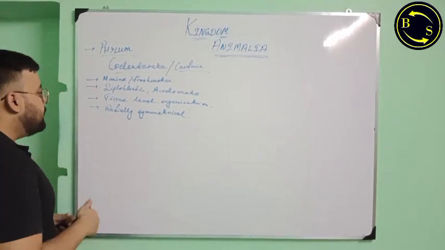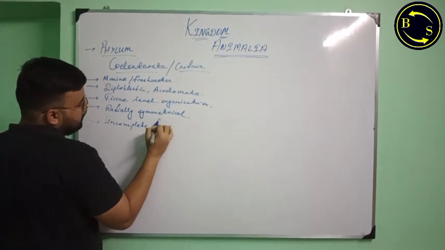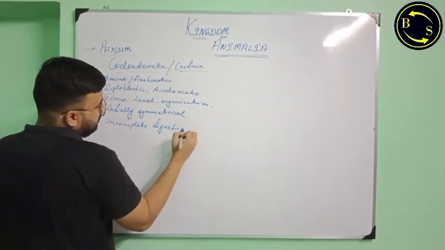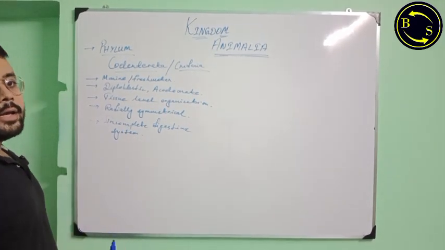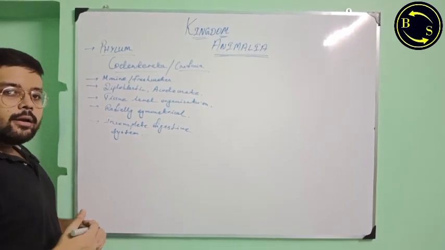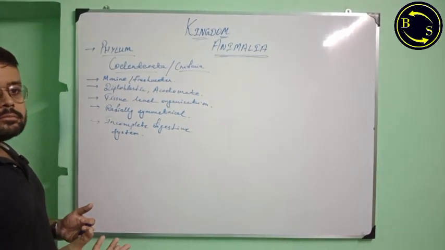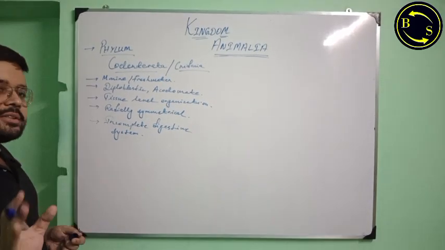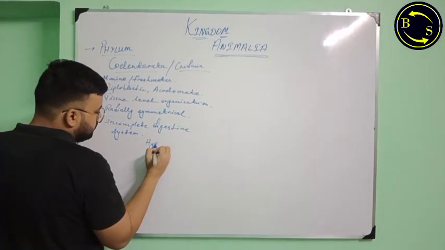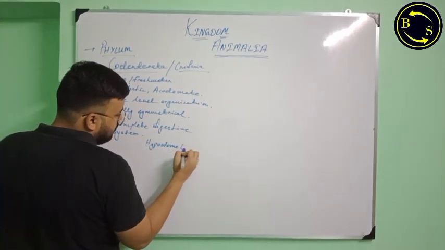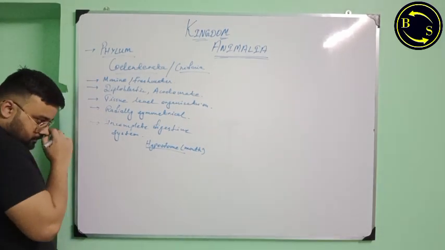They have an incomplete digestive system, meaning they do not have a mouth and anus. They only have a single opening through which food enters, and after metabolism the waste materials are thrown out of the body. It is only a single pore or opening. That opening is known as the hypostome or the mouth.